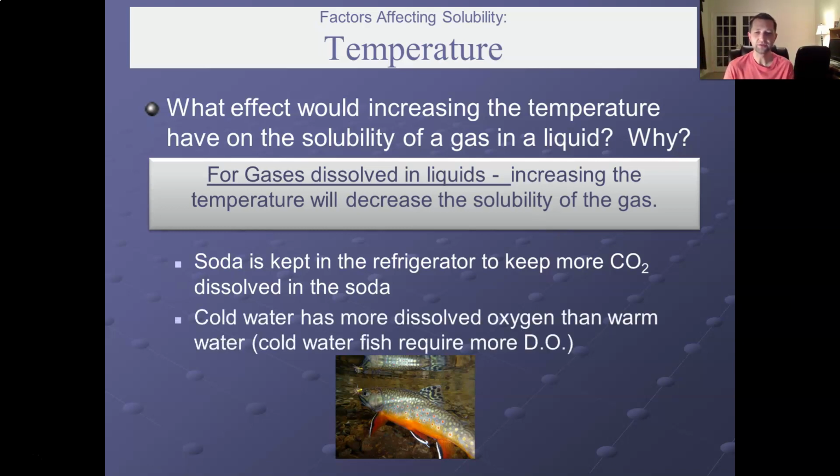Cold water also has more dissolved oxygen than warm water. So cold water fish need more dissolved oxygen, which is good because in colder water, the oxygen gas will stay dissolved in the water, and it won't escape into the atmosphere. So with climate change, if some of these cold water locations are increasing in temperature, that doesn't bode well for some of the fish potentially living in those waters, right?